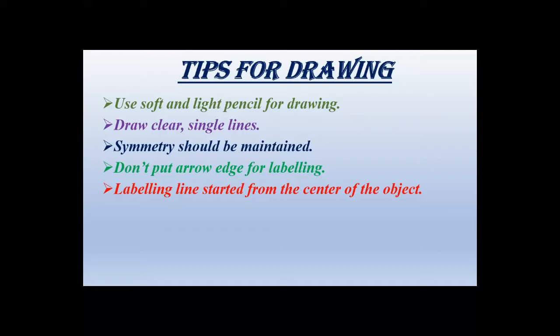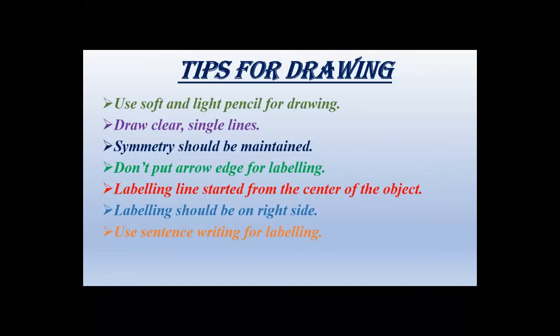And the labeling line starts from the center of the object. Means the object which you are going to label, your labeling line must start there. Labeling should be on the right side. We have already shared in the last class that you should try to write all the labels on the right hand side, right? So we try to focus that all the labels should be on the right side. Use sentence writing for labeling. What is sentence writing? Means the first letter of the label must be capital and the rest of the letters should be in small writing. So this type of writing is called sentence writing. When we start a sentence, we start with a capital letter. That's why it is called sentence writing. Okay. Take the screenshot of these tips of drawing. These tips will help you to draw clear and good diagrams.